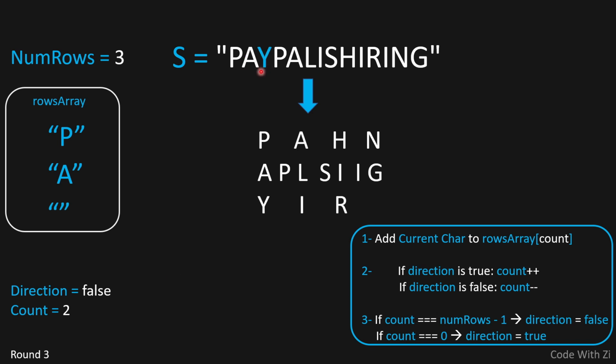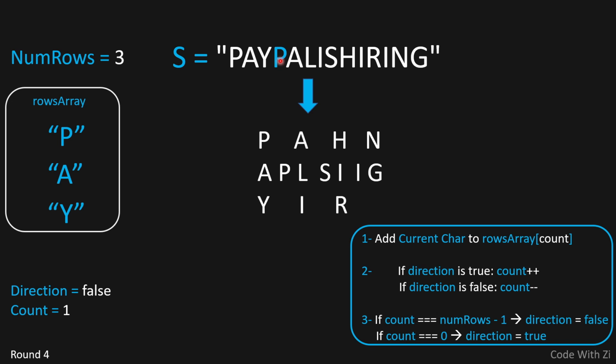This is gonna be our current character in our third round. So we're gonna add the current character to our array, and count is 2, and the index of 2 is actually pointing to this string here. So we're gonna add y to this string. So let's do that. Then we're gonna check the value of direction. We know it's actually false, so we're gonna come here and we're gonna decrement count. All right, let's do that. So count is actually equal to 1. And then at the final step, we're gonna check if count is equal to 2 because number of rows minus 1 is equal to 2. And we know it's not, and we know it's not equal to 0. So we're just gonna skip this and move on to the next round.